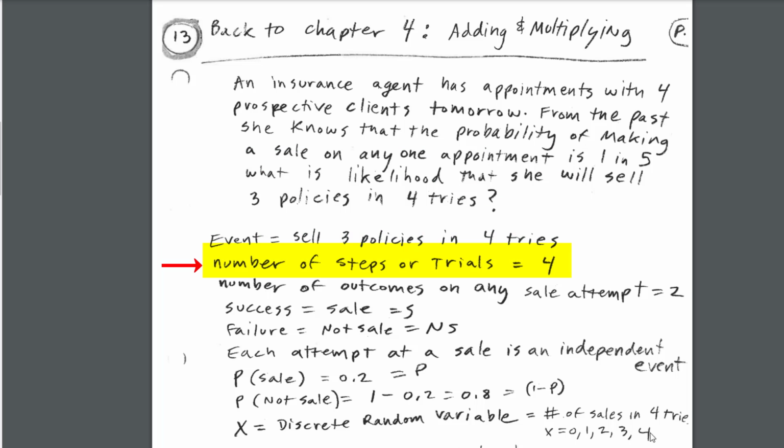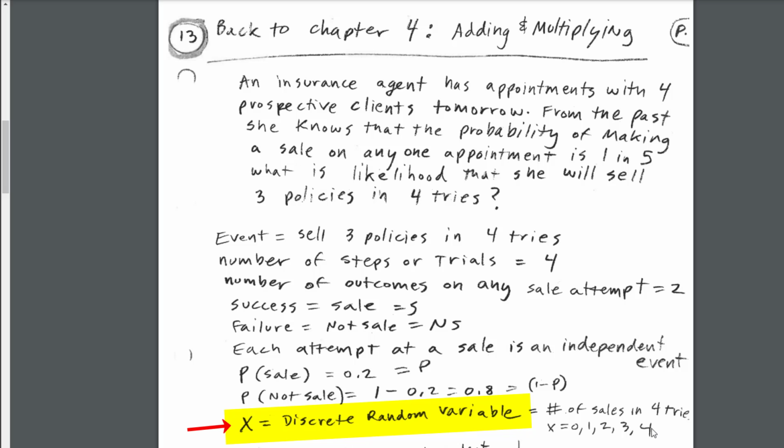Well, we have a fixed number of trials, 4. There are only 2 possibilities on any trial, sale or not sale. Each attempt at a sale will be independent, and the probability, 0.2, remains the same each time. Now, x, the discrete random variable, can take on the values 0, 1, 2, 3, or 4.